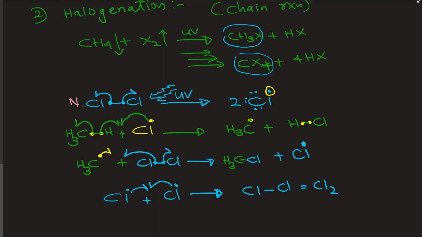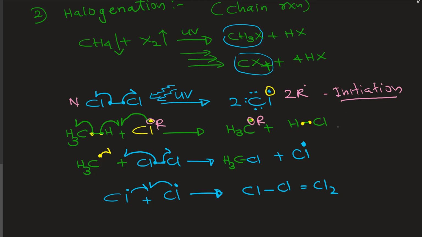Okay. All right. Now here, when you have neutral chlorine giving you two radicals, that's called the initiation. That's the easiest step. The weakest bond is chlorine to chlorine. That's why. So that's the initiation step.